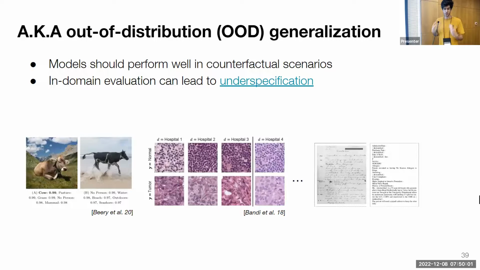All right. So this problem is also called out of distribution generalization. And the main idea is that we want models to perform well in counterfactual scenarios. So say I intervened on the background. I've now put the same cow, I've taken it myself and put it in a beach setting. I would still want to make the same correct prediction.